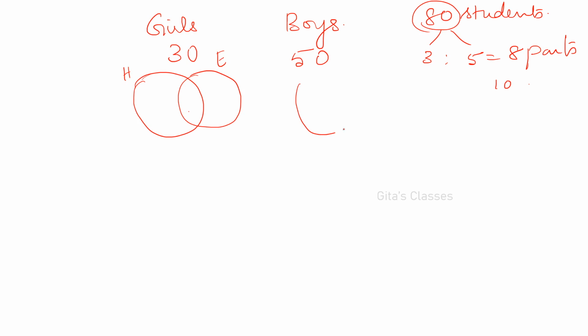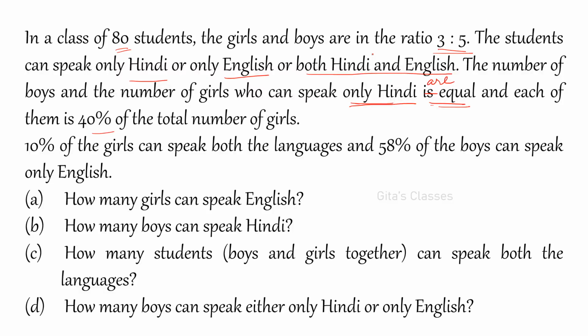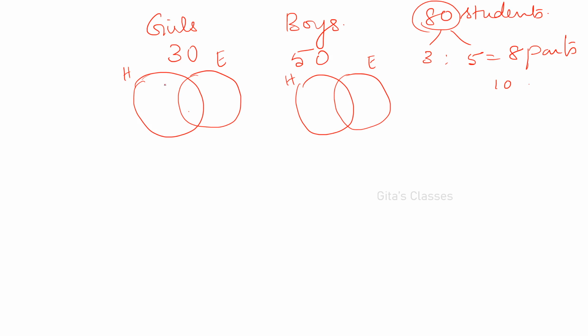Similarly, even for boys, I have 2 circles, one for Hindi and one for English. Okay, so what is given now? First you draw the circles, then start filling them up. The number of boys and number of girls who can speak only Hindi are equal. That is, this part and this part are equal. Don't consider the intersection part.